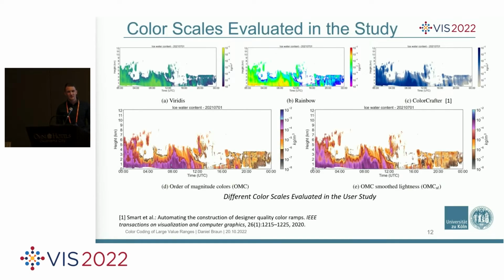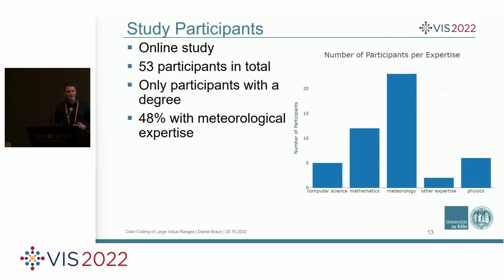We evaluated our approach in a user study. In this, we compared our 2 color scales with the current meteorological standard color maps, rainbow and viridis, and a color scale generated by the state-of-the-art tool Color Crafter that was provided by the literature. In total, 53 participants took part in the online study, of whom 48% had meteorological expertise. Other backgrounds were computer science, mathematics, and physics. All participants had a degree in their expertise.